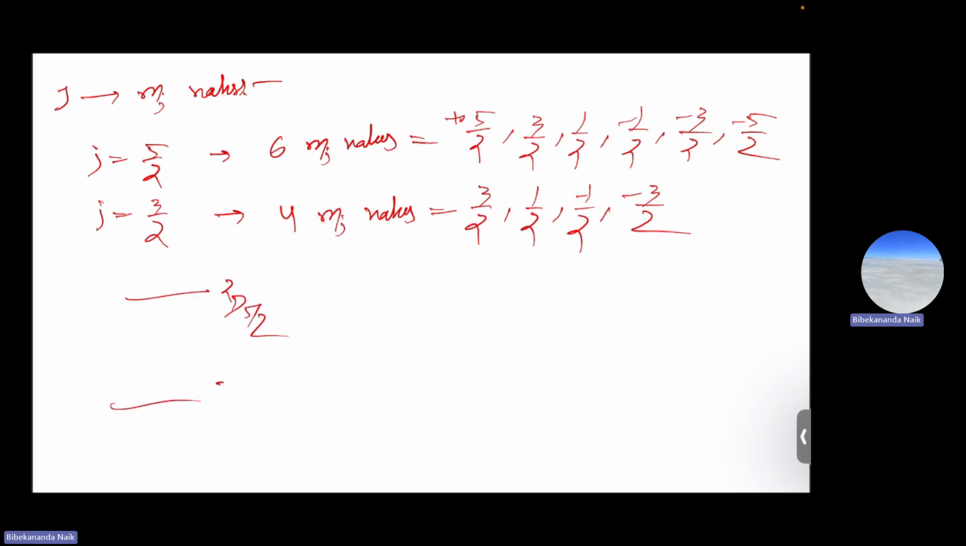If we talk about the transitions, initially it was 2d 5 by 2 and 2p 3 by 2, but in the presence of a magnetic field, it will be split into a number of levels. So let's go to the next page. Here we can write it is 2d 5 by 2, and it will be split into 6 levels.